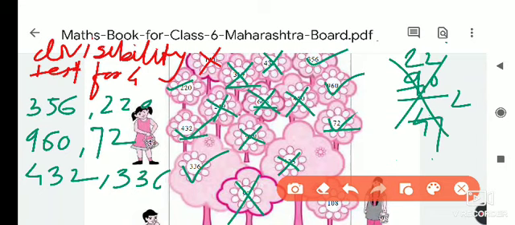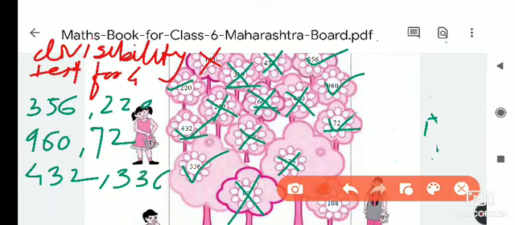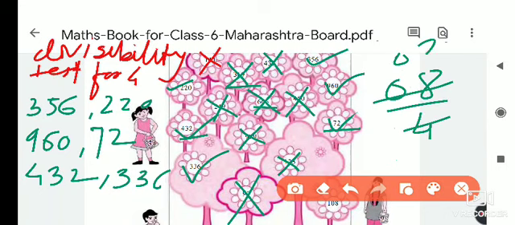And lastly 108. If you divide this, 0 and 8 are the numbers present at its unit place. And 08 divided by 4, 4 twos are 8. So here 108 is also divisible by 4. In this way we have to check whether the numbers are divisible by 4 or not. So all these plants' flowers that boy will take in his basket. Okay, note down this.